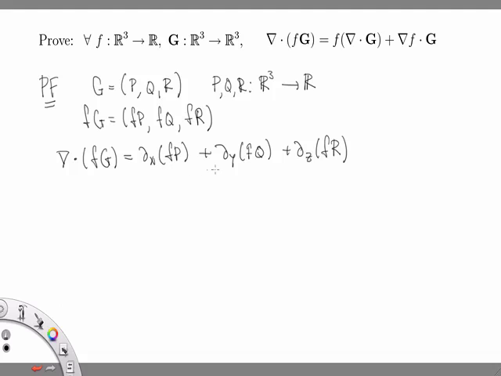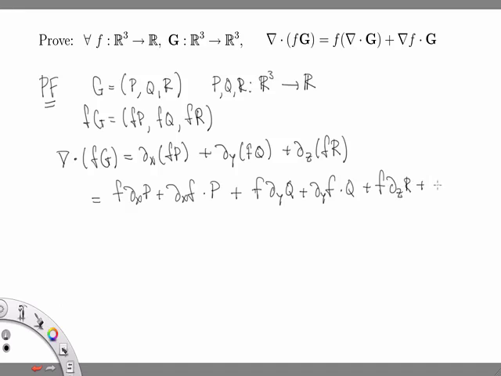And now, of course, in each one of these single variable derivatives, these partial derivatives, I have a product rule. So this is f times the partial with respect to x of P plus the partial with respect to x of f times P. And then I can apply the product rule for the next two functions as well. So I have f times the partial with respect to y of Q plus the partial with respect to y of f times Q, and then f times the partial with respect to z of R plus the partial with respect to z of f times R. All right, so there you go. So this is what we have.